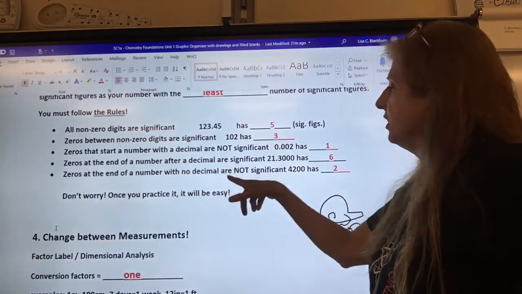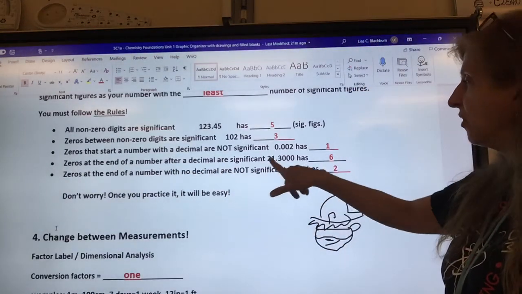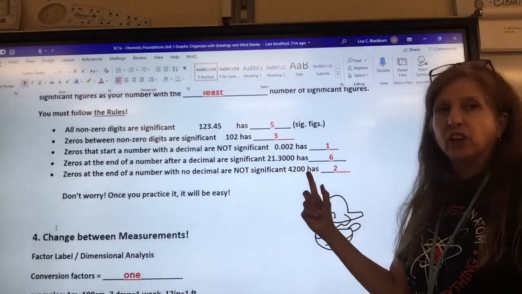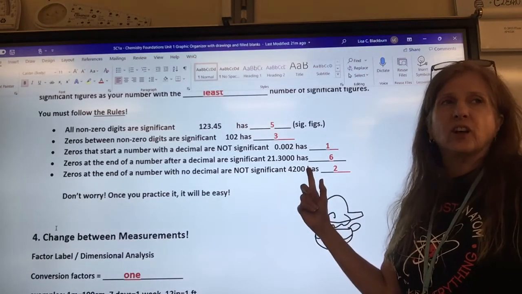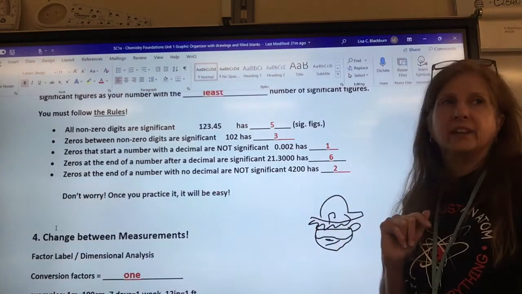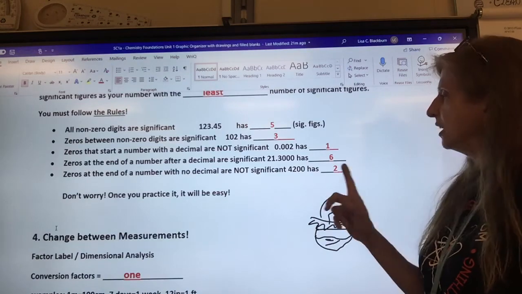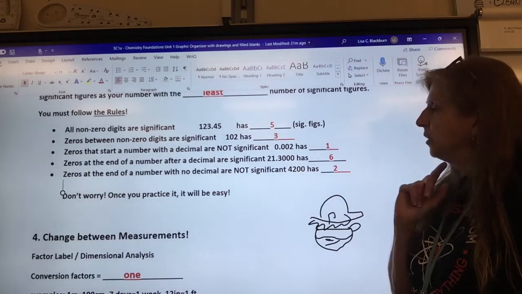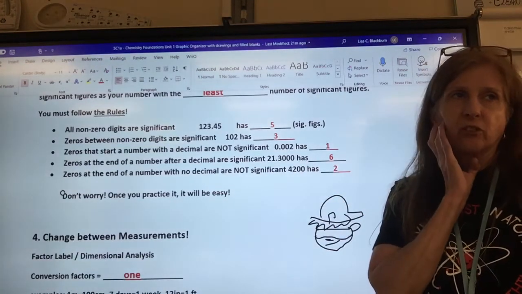Zeros at the end of a number with no decimal are not significant. See how there's no decimal there? That means those zeros were not counted. Those were not measured. And so 42 has 2 significant figures.